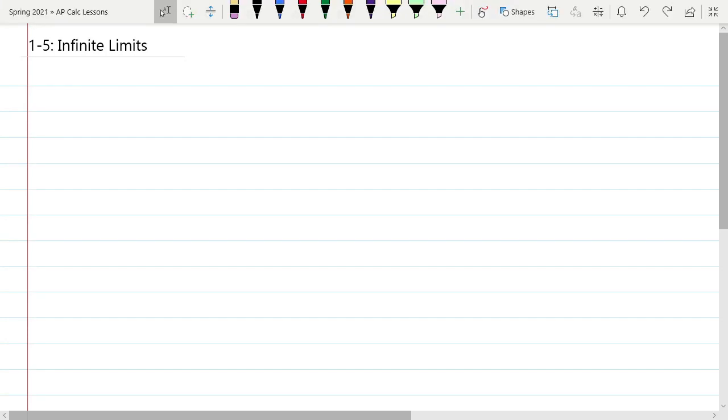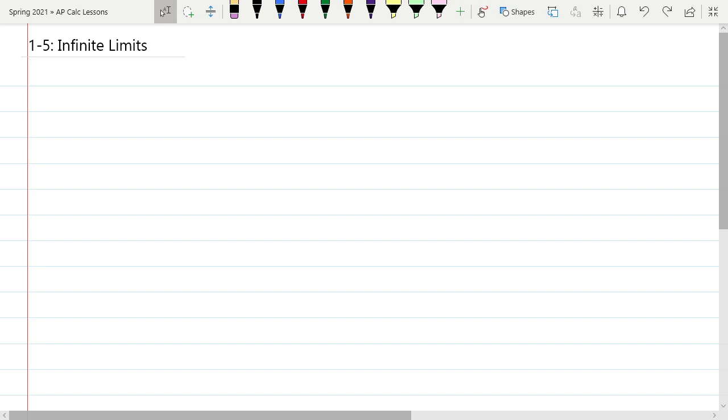Okay, welcome to lesson 1-5, infinite limits. So last week you learned that there were three different ways in which a limit does not exist. Remember, one of them is if, as x approaches c, the function approaches different values from the left and the right. A second way is if the function is unbounded, if it increases or decreases without bound as x approaches c. And then the third way was if the function wildly oscillates as x approaches c.